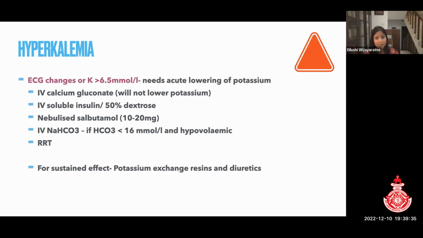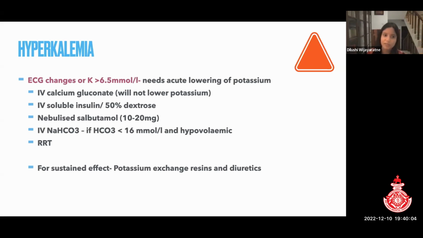Now, if you have hyperkalemia, you need to bring the potassium down very quickly, right? It's like sweeping the dust under the carpet, right? So you don't have time to actually clean the house properly, but you just need to sweep the dust under the carpet until you can sort out the problem more leisurely. Right? So what do you have to do?